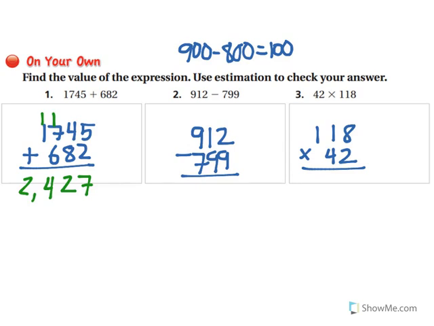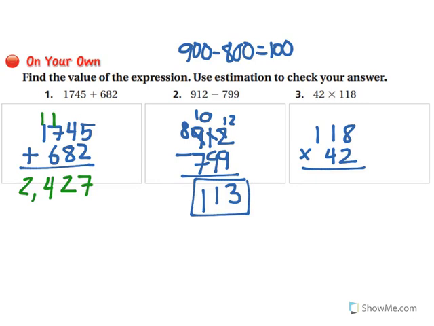So I have 2 minus 9, which I cannot do. So I'm going to borrow from the tens place, make that into a 0, and then the 2 becomes a 12, technically. So 12 minus 9 is 3. I can't do 0 minus 9, so I'm going to borrow a 9 from the hundreds place, making that into an 8, and making this into a 10. 10 minus 9 is 1. 8 minus 7 is also 1, giving me a total of 113.